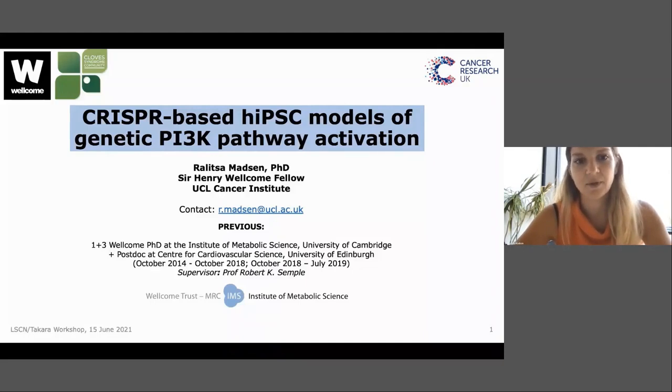For organizing this workshop. And as Rob mentioned already, most of the work, actually all of the work that I'm going to talk about today was done as part of my PhD and then a short postdoc with Robert Semple. So really all the credit for supervision, etc., goes to him.